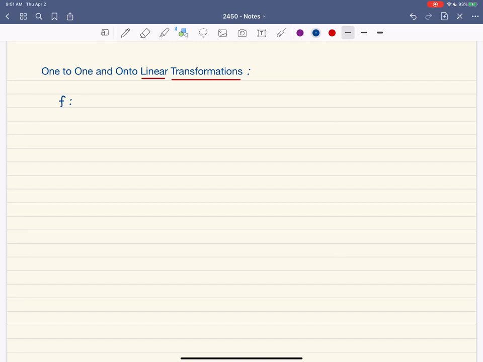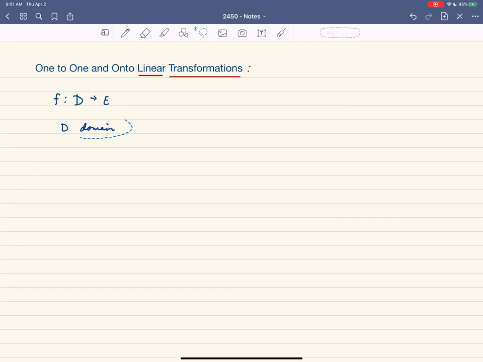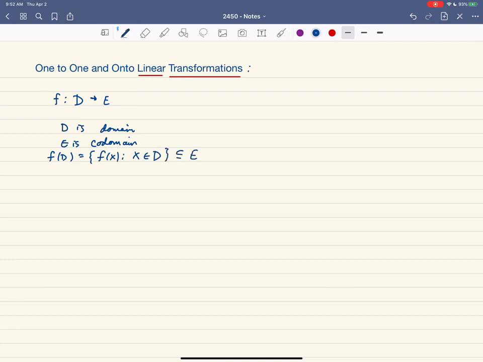But let's first talk about just general functions. So if I have a function f, which maps the set D to a set E, remember that D is the domain. I shouldn't say equals, but D is the domain. And E is the codomain of the function. So E tells you what kind of values you can get out, but it doesn't have to be all the values that you get out. The set of all the values that you get out of the function is denoted f of D. And this is just the set of f of x, where x is in D. It turns out that that's always going to be a subset of E, but it might not be all of E.